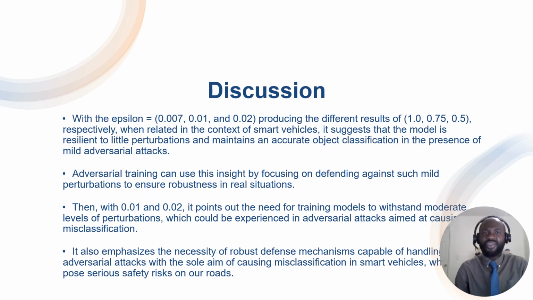Now, looking at it holistically, with the epsilon values that we have and the accuracies of 1.0, 0.75, and 0.5 respectively, this shows that the model is resilient to very minor perturbations, and it will maintain accurate object classification under these mild adversarial attacks. Adversarial training can then focus on how these mild perturbations would ensure robustness in real life scenarios.